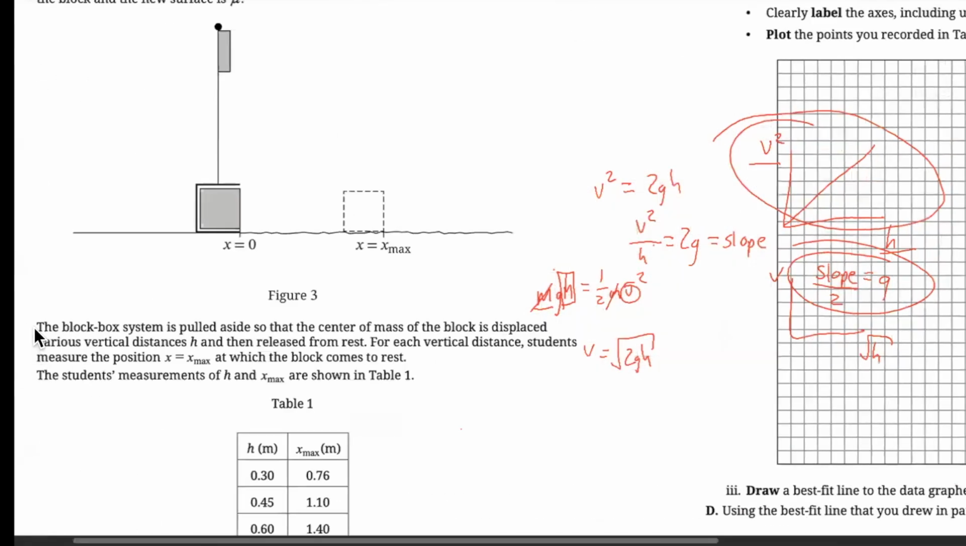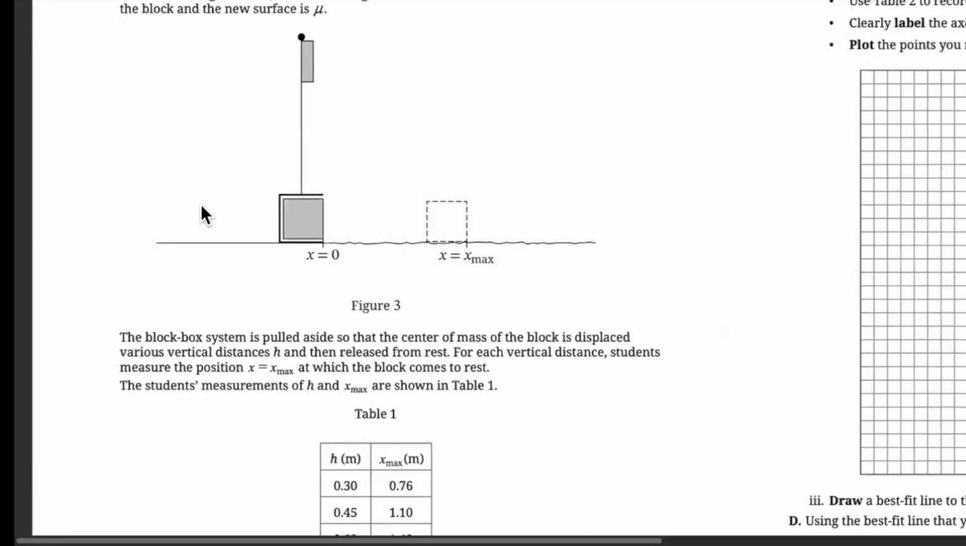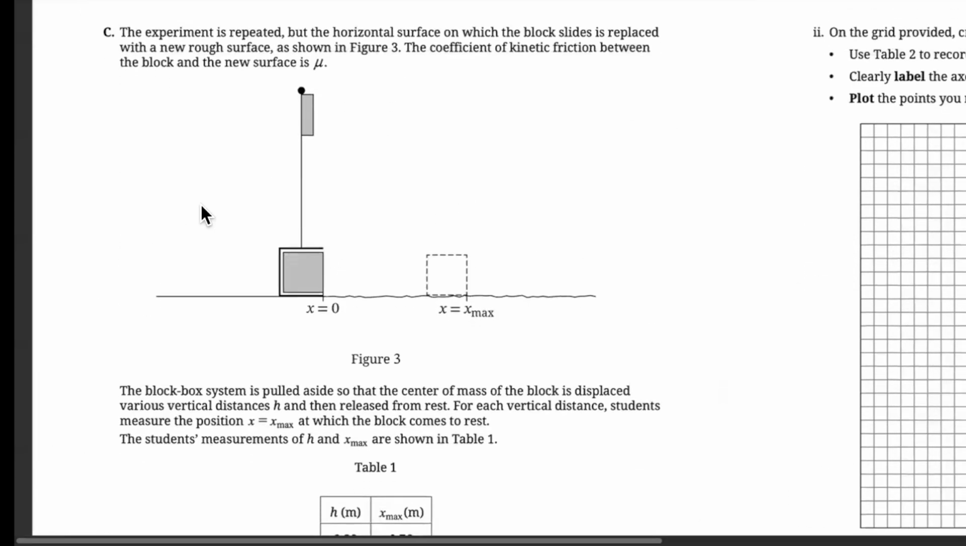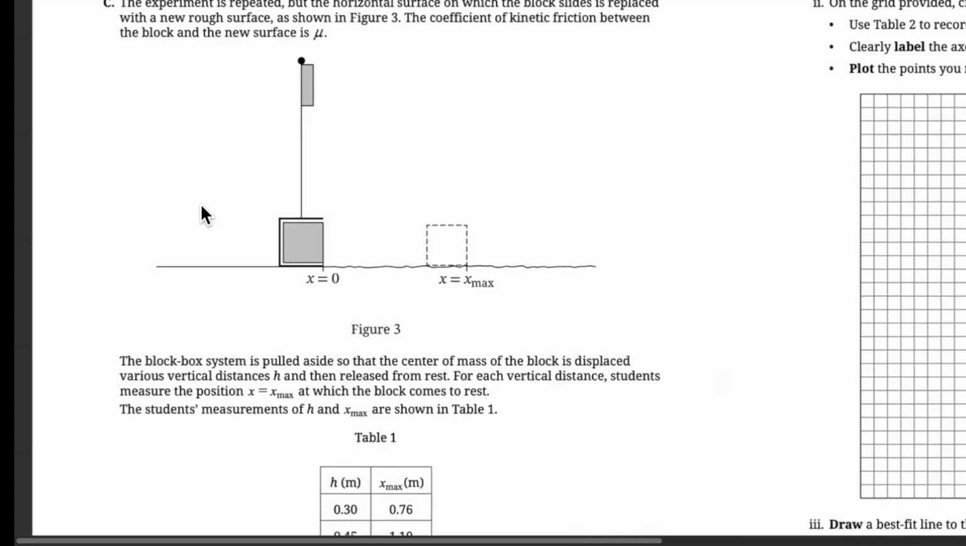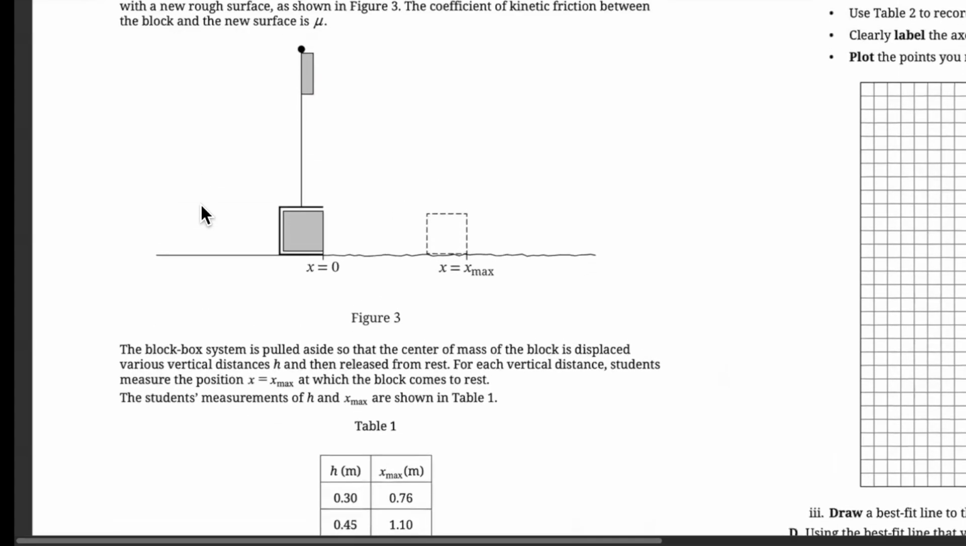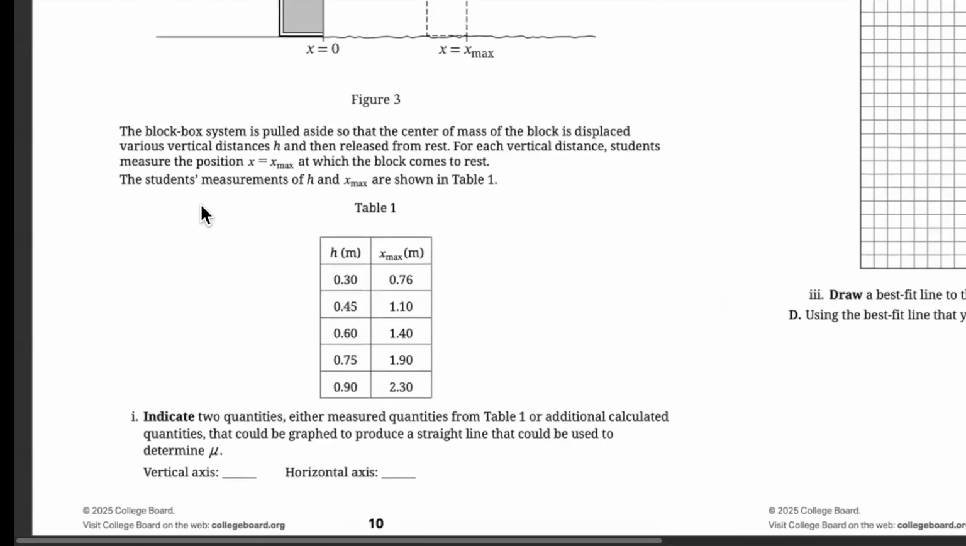Okay. Next situation, you have some sort of related system with friction, it looks like. There's a coefficient of friction, it's a rough surface, and it's probably going to stop. Yeah, it comes to rest, and then you've got the height that the block started at as well as X max, and you have to determine what to measure to find the coefficient of friction.